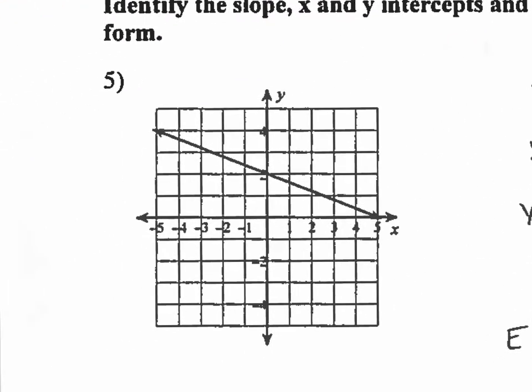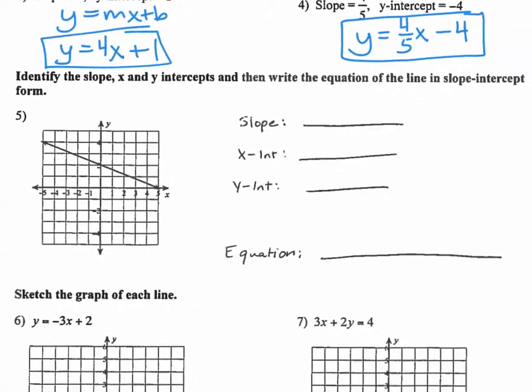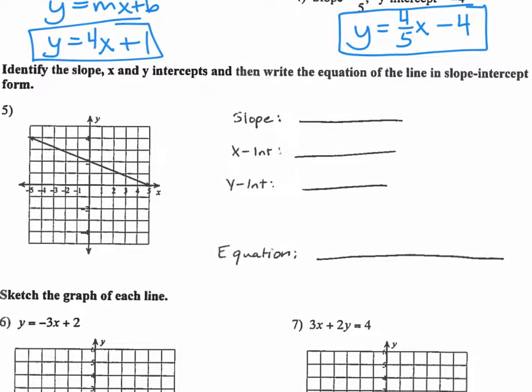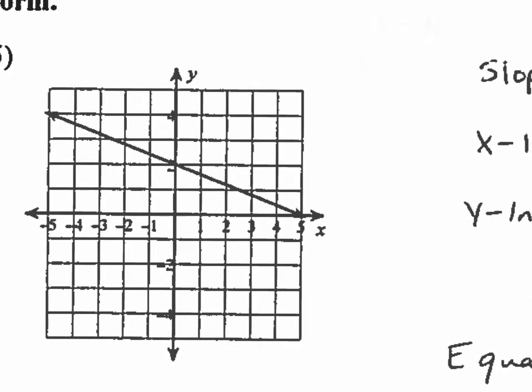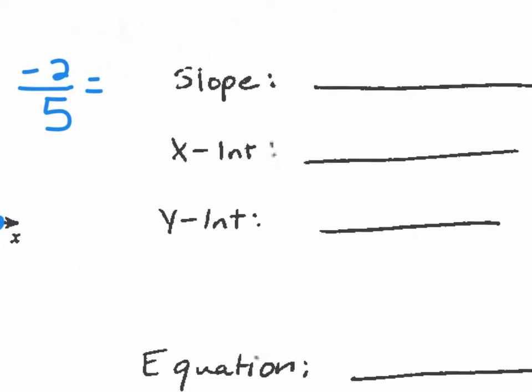And then for number 5, they say find the slope, x and y-intercepts, and then write the equation of the line in slope-intercept form. So to find the slope, I'm going to count starting at one point and then going to another point. So I would go down 2, and since I went down, that's a negative 2 for my rise. And my run is going to be 1, 2, 3, 4, 5. So my run was positive 5. So I can't simplify that fraction. So the slope is going to be negative 2 over 5.